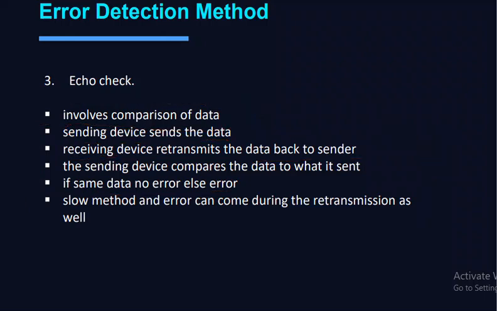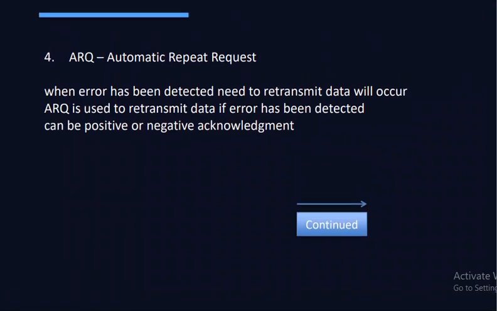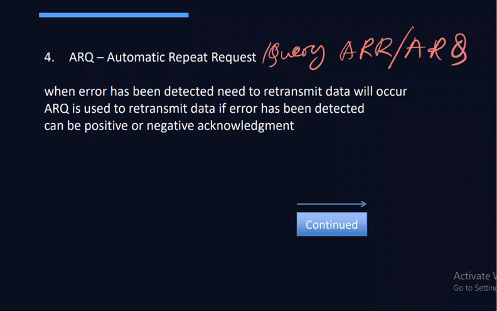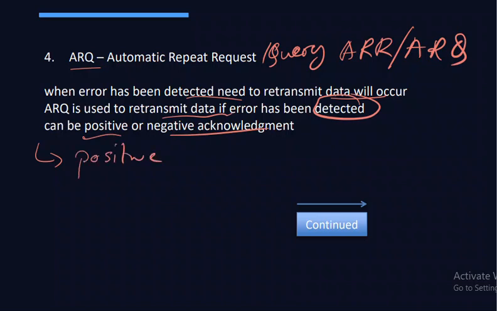So let's move on to number 4, ARQ, automatic repeat request, or they will say automatic repeat query. We can say ARQ, whatever it is. When an error is detected, data needs to be retransmitted, positive or negative. There are two ARQ methods: one is positive acknowledgement and the other is negative acknowledgement. Let's look at what they ask for.